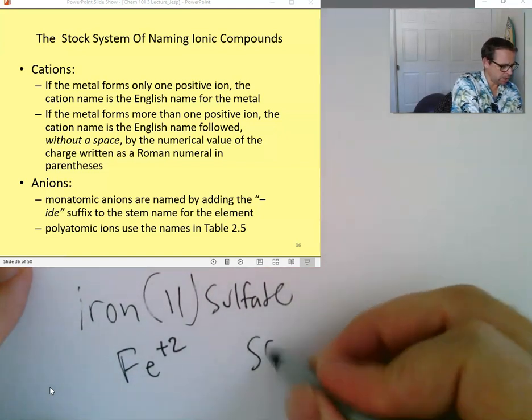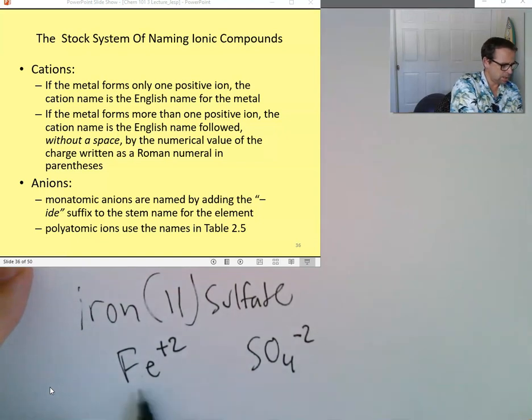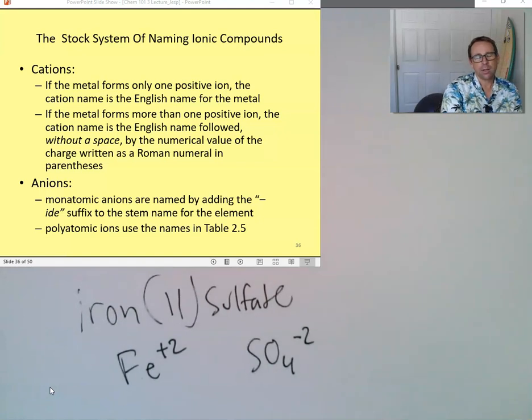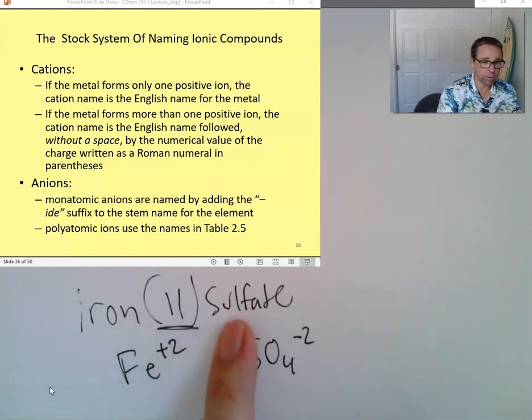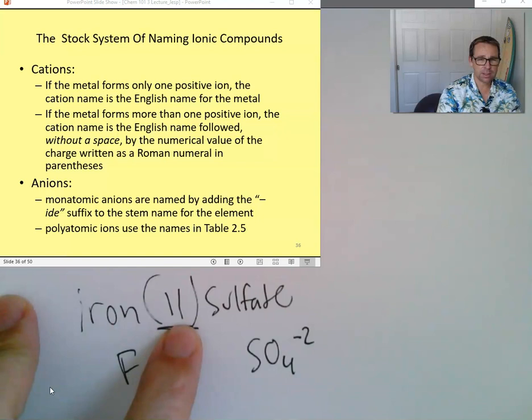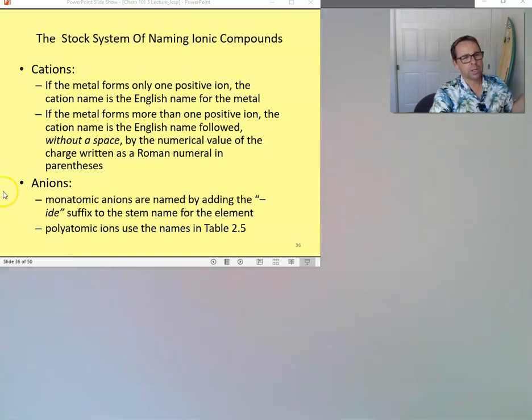And if I looked on the list and saw that the sulfate was a minus 2, then those would come together in a 1-to-1 ratio, right? So that 2 there, again, people get confused frequently thinking that that means that there's 2 of these or 2 of these. But it doesn't mean that. It means that the charge on the metal is whatever that number is. Okay? Very good.